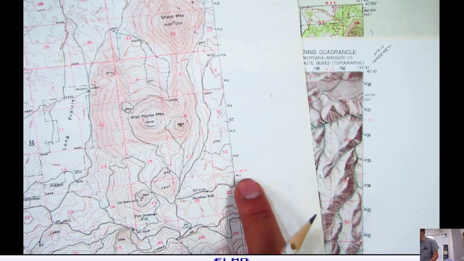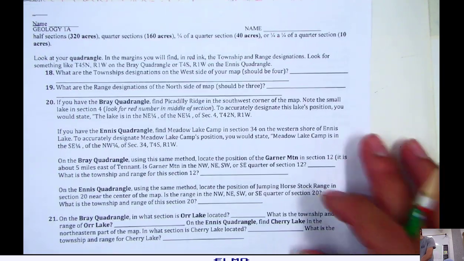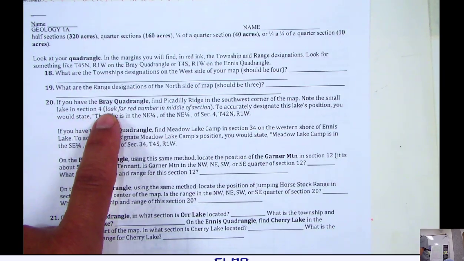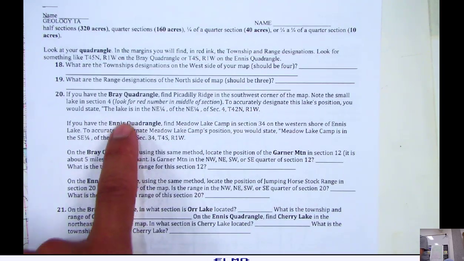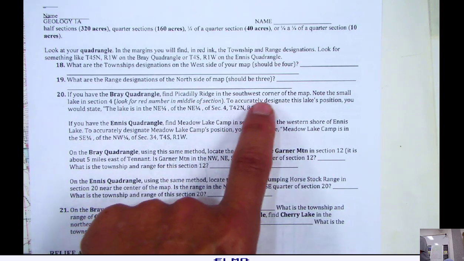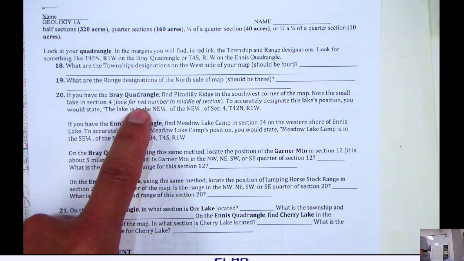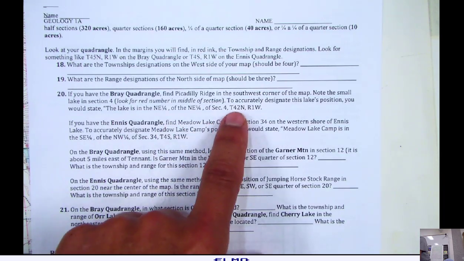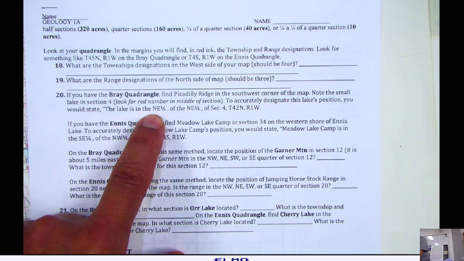So you'll want to label these, designate those numbers for your questions that go on this page here, right? So for question 20, they're asking about finding some special feature. In fact, let's look at the Bray quadrangle first, since we're on that map. Piccadilly Ridge in the southwest corner of the map. Note the small lake in section 4. Look at that red number. So to accurately designate this lake's position, you would state the lake is at the northeast quarter.